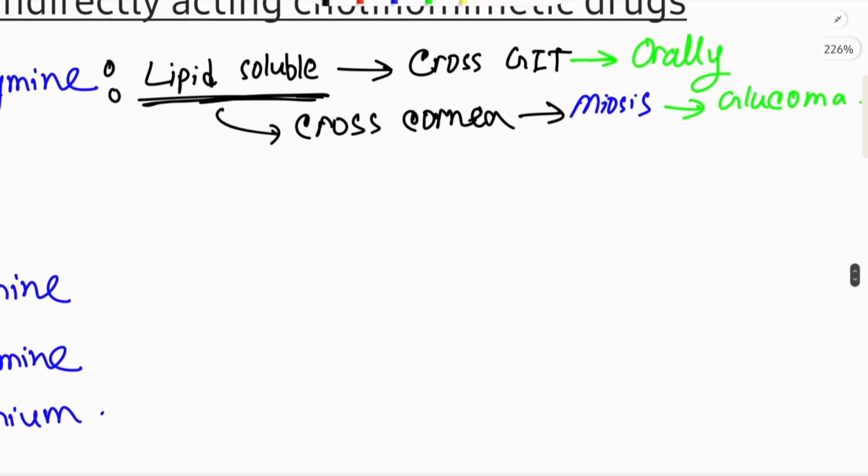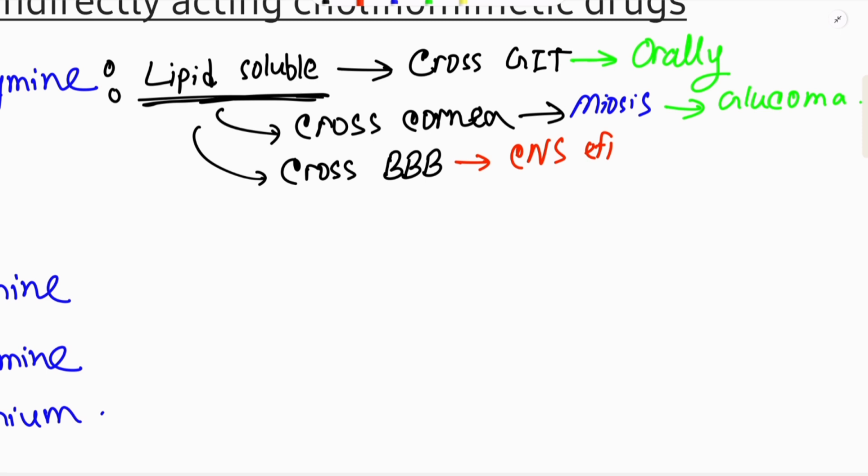As it is lipid soluble, it can also cross the blood-brain barrier and enter into the brain, so it has CNS effects. Those CNS effects are mainly adverse effects, but this utility can be used in atropine poisoning. We will discuss atropine in detail in anticholinergic drugs.